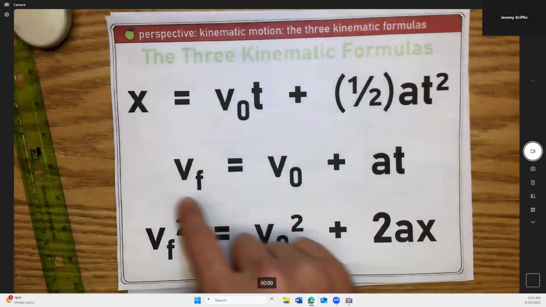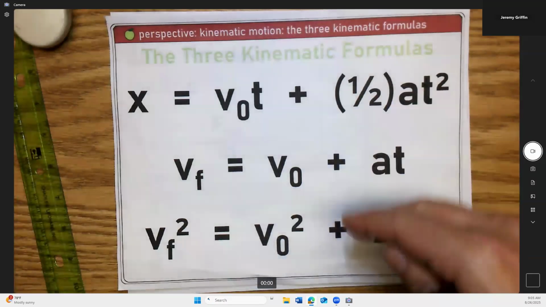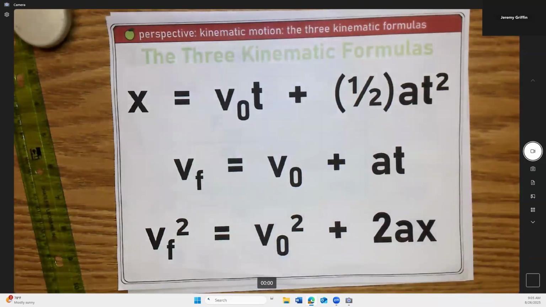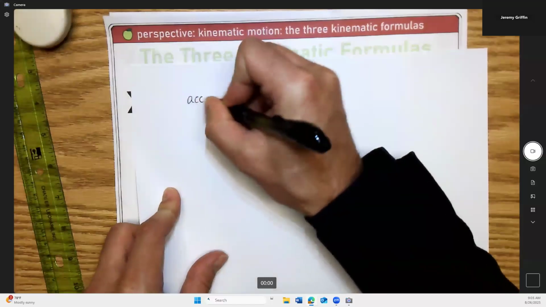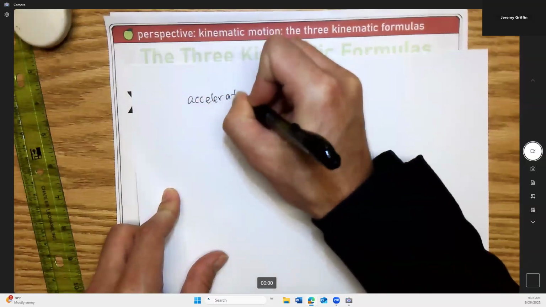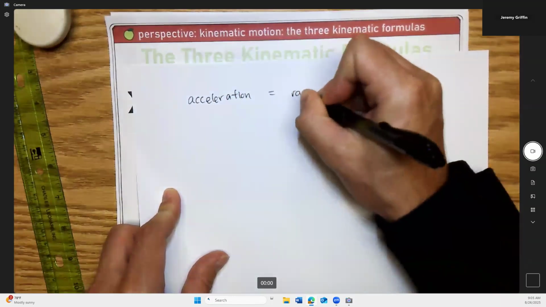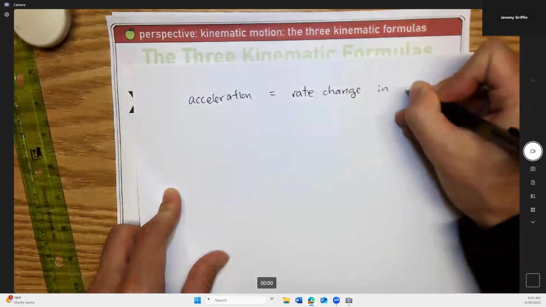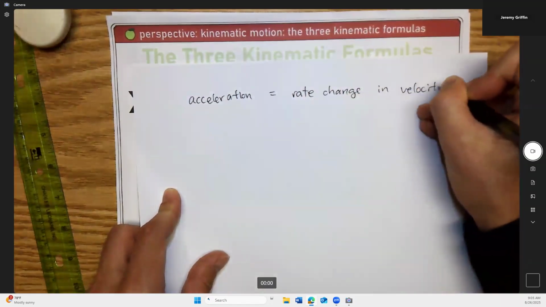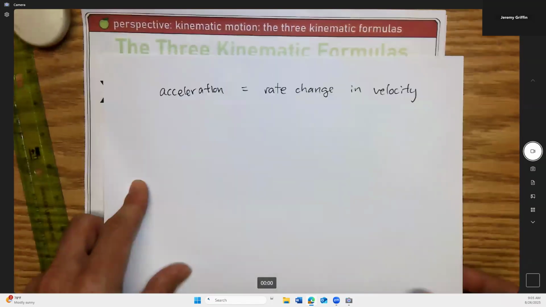I'm actually going to start with this middle one, sort of derive this and then branch out and show you guys how this all connects. So let's look at the definition of acceleration. Acceleration is the rate of change in velocity. Actually, I should back up right before that too.